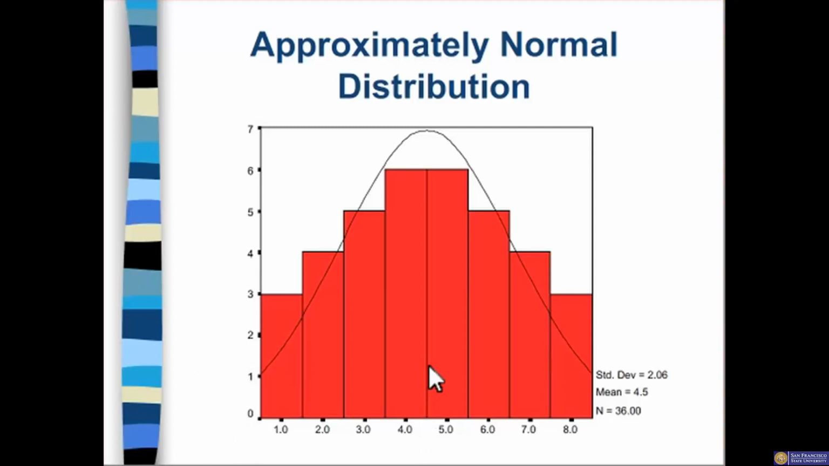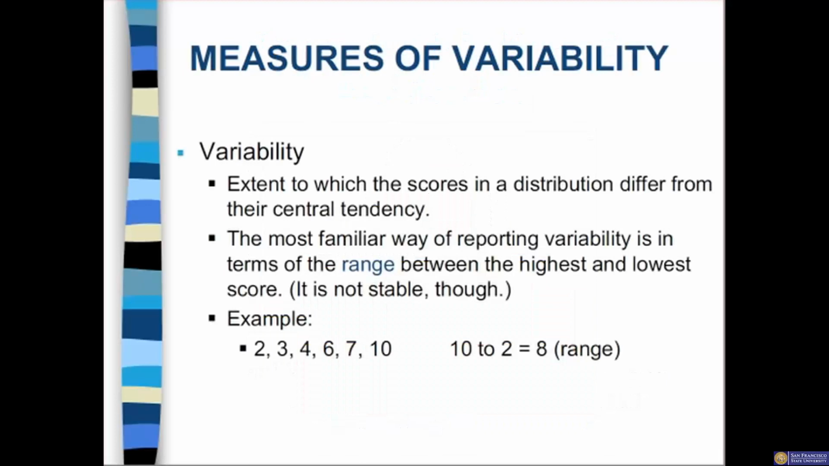So in this normal distribution, this center point, as I mentioned, is the mean. And variability, any statistic in terms of variability, will give you an idea of how far this distribution spreads from the mean. So next up, in terms of variability, it's the extent to which the scores in a distribution differ from the central tendency. The most familiar way of reporting variability is in terms of the range. That's going to be very common in basic statistics.